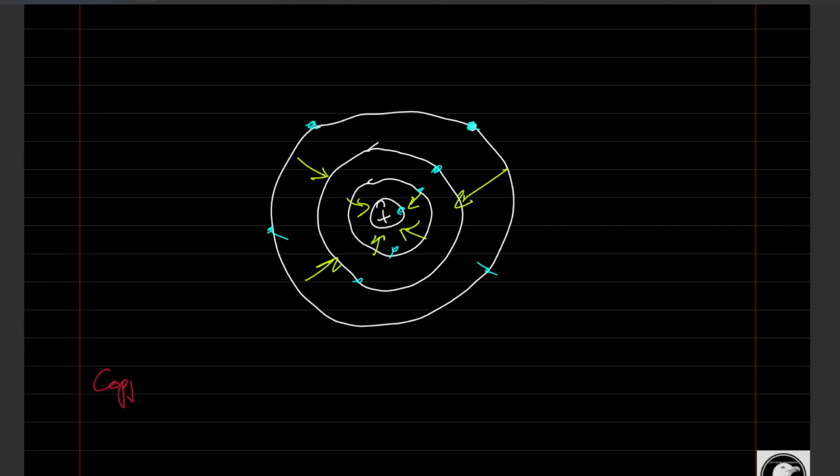Now, copper contains 8.5 times 10 to the power of 28 free electrons per square meter, per cubic meter rather. Square meter is rather small, so per cubic meter, and hence copper would be a good conductor of electricity.